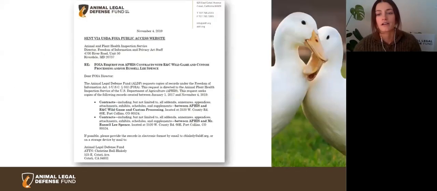So here's our copy of the request. As you can see, it's not overly broad and it's not too narrow. We're specifically requesting contracts between APHIS and RNC Wild Game and Custom Processing, the slaughterhouse, and contracts between APHIS and an individual named Rossell Lee Spence.